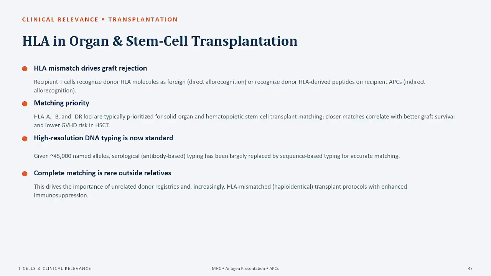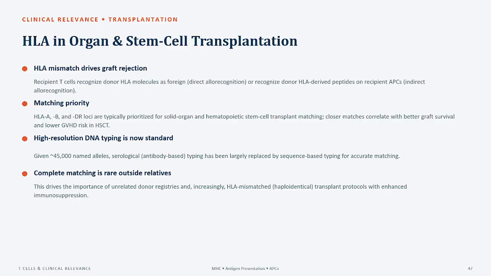Next, the HLA in organ and stem cell transplantation. So HLA mismatch drives graft rejection. The recipient T cells recognize the donor HLA molecules as foreign, which is direct allorecognition, or recognize the donor HLA-derived peptides on the recipient's APCs, which is the indirect allorecognition.